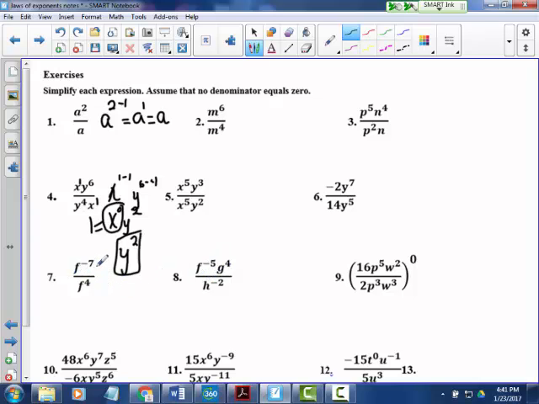Okay, so I would look here for number 7, I would say f, they're both f's, and negative 7 minus 4, which is the same thing as f to the negative 11. Well, my negative exponent did not go away, so I'm going to have to deal with it. And remember, we write the reciprocal, so 1 over f to the 11th power. And that is my final answer.